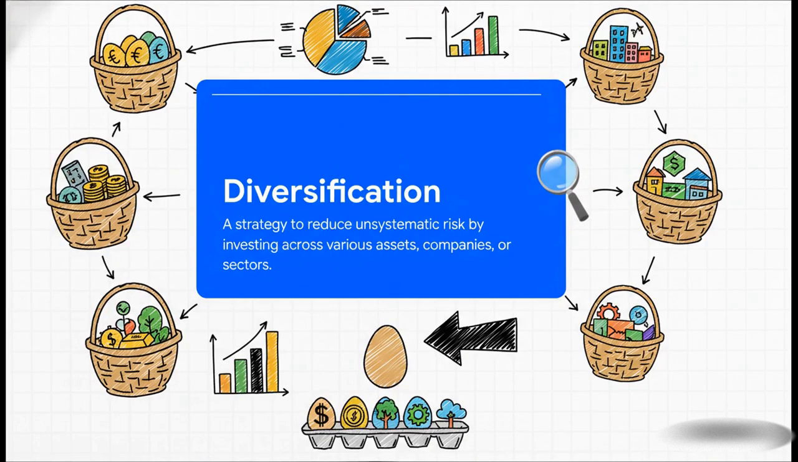And our third player is diversification, the team player. This is that age-old wisdom: don't put all your eggs in one basket. It's about spreading your money across different kinds of assets, some in stocks, some in bonds, maybe some in gold, or across different companies and sectors. What this does is it cushions your entire portfolio if any single one of your investments has a bad run. It's all about teamwork inside your portfolio.